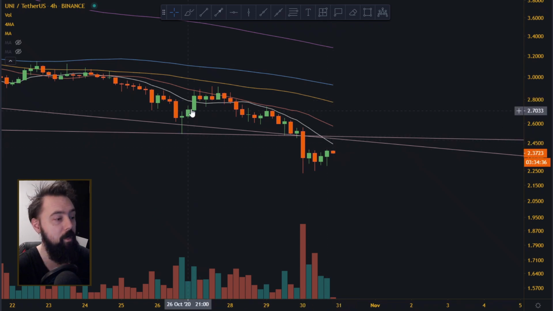So you want it to go above, like here, you want it to go above the 10 moving average, keep it as support, then go above the 20 moving average, keep it as support, and continue, or just pump all the way up above the 50 or 100 and keep that as support. Whichever way it does it, you want to see some kind of support hold.